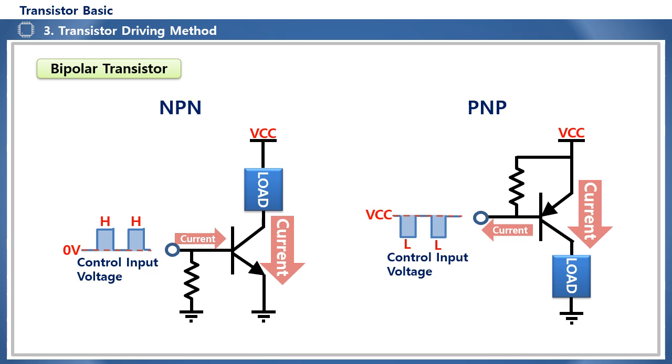In the NPN, when the control input voltage is high, current flows into the base, turning on the channel between C and E. When the control input voltage is low, the current in the base becomes zero, turning off the channel between C and E. In the PNP, on the contrary, when the control input voltage is low, current flows out of the base, turning on the channel between E and C. When the control input voltage is high, the current in the base becomes zero, turning off the channel.